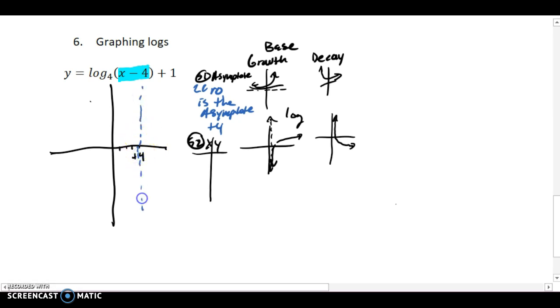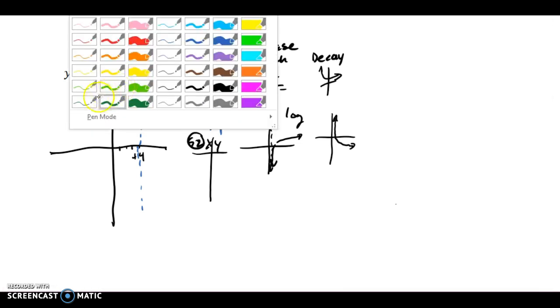Okay? So that's step 1, finding that asymptote. And that's the 0 of the logarithm. And it goes up and down instead. Our next step is to do an XY chart. Now we have to have smart numbers. So I'm going to highlight this right here, that 4. That's going to tell us what numbers we can pick.